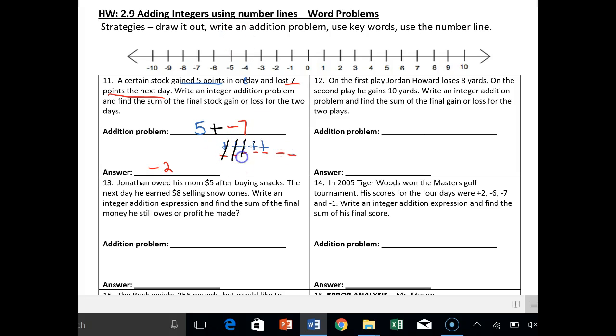Positives and negatives cancel out. I'm left with 2 negatives. That's another way I can show my answer. So I can use the number line, I can use symbols, or I can say, hey, these are different signs, so I subtract and I keep the sign that has more. DSSM. Different signs, subtract, keep the sign that has more. 7 minus 5 is 2. I have more negatives, so it's -2.